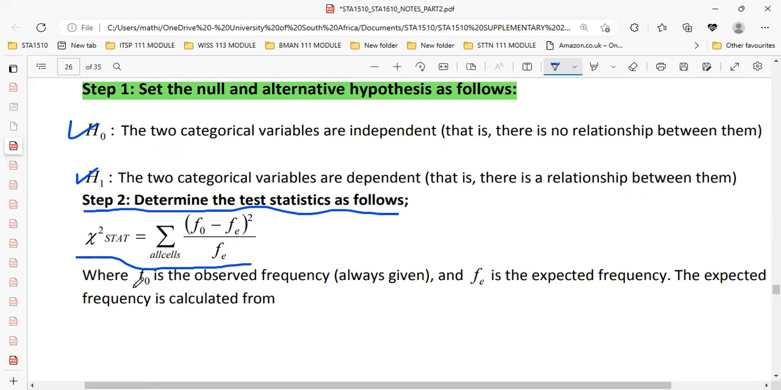FO, they are talking about what? They are talking about the observed frequency. I will explain this one when you do your calculations. Always given. You see, always this one, always given. FE, we are talking about expected frequency.